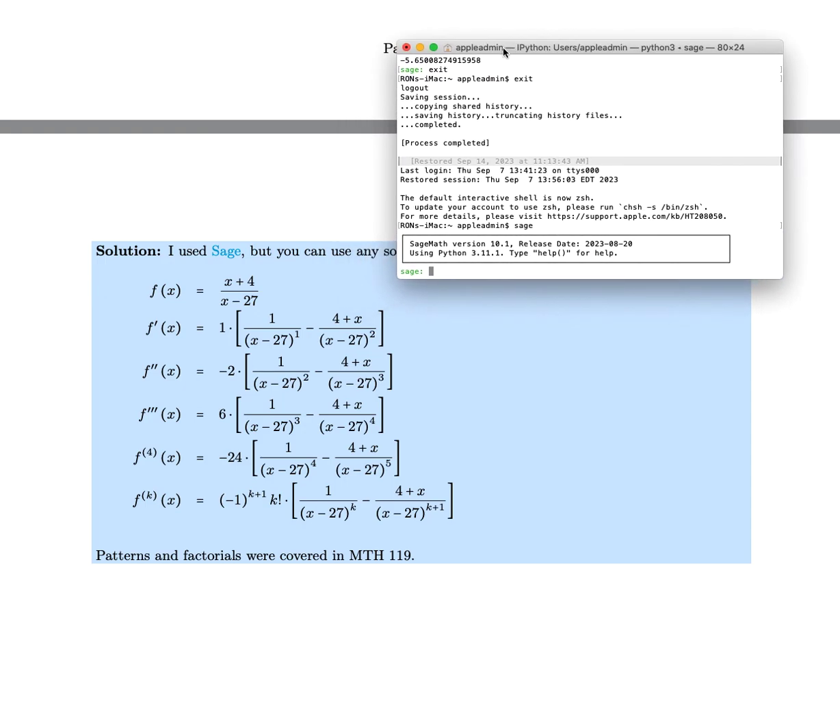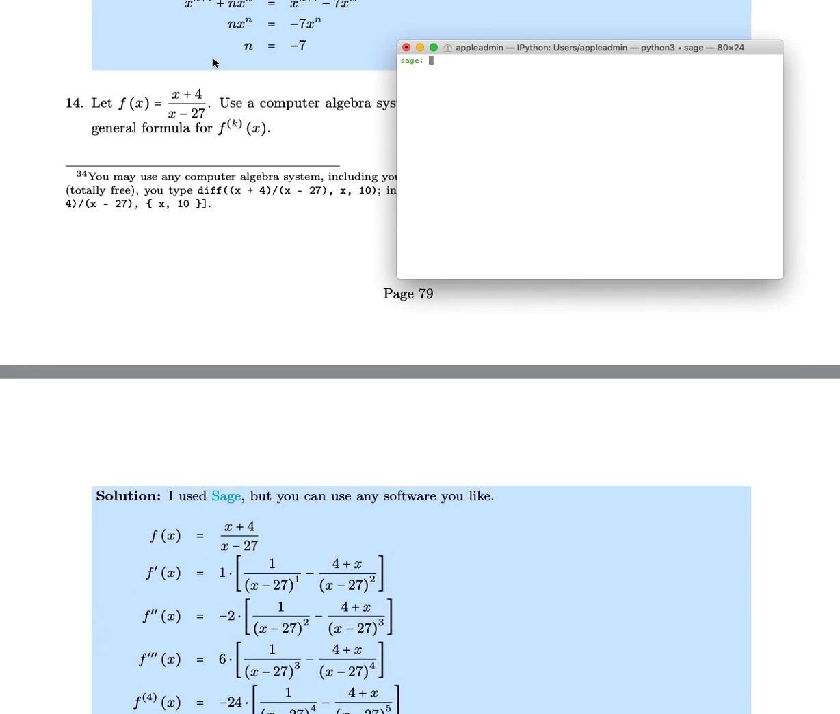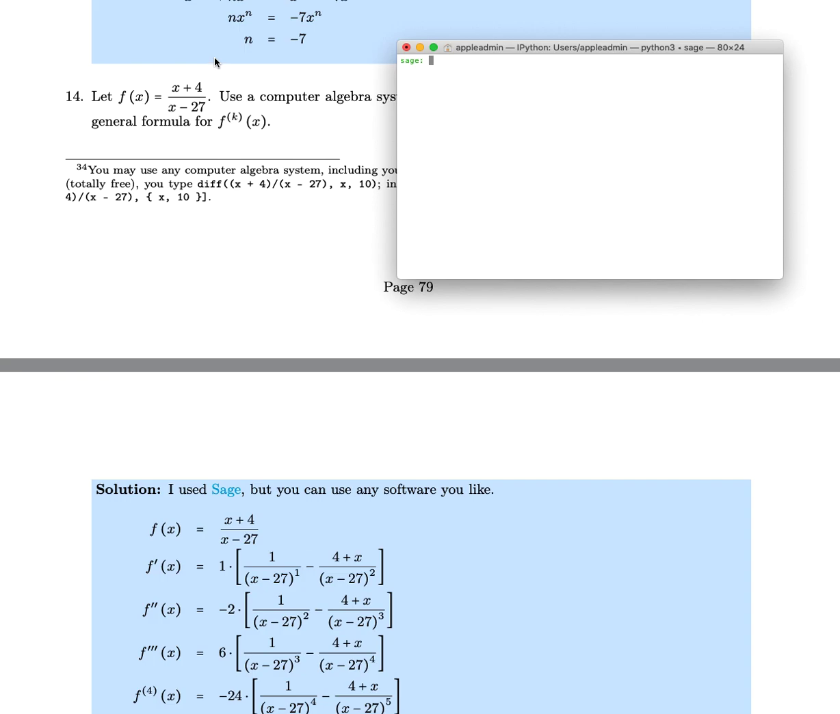Okay, I just launched Sage, and let me just go through this. So I'm going to clear the screen so you can see it more clearly. This is the problem in this problem set where I said use a computer algebra system. I'm using Sage as my computer algebra system. Let me reset.